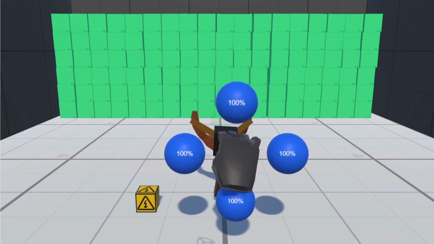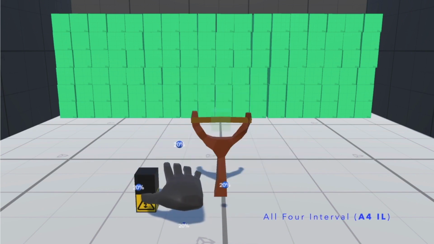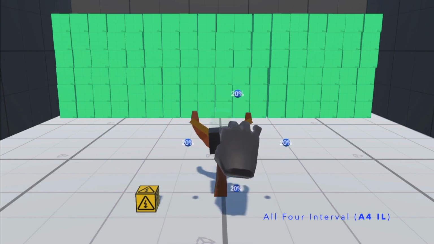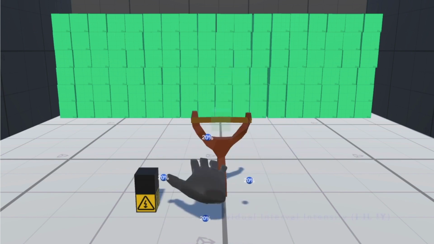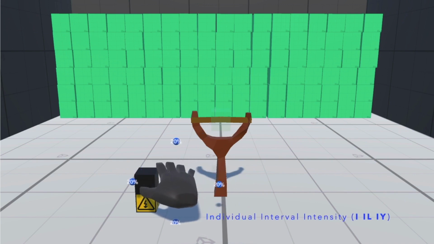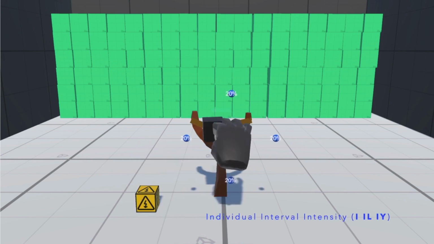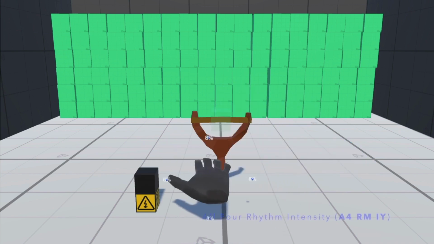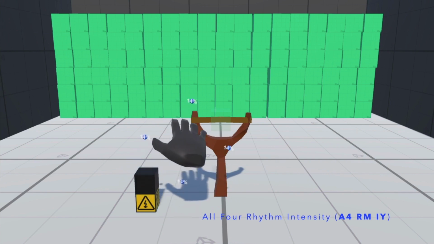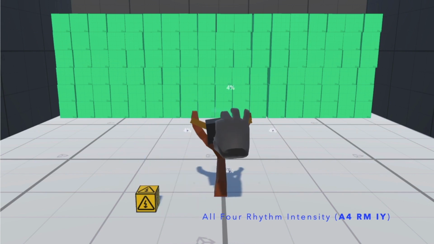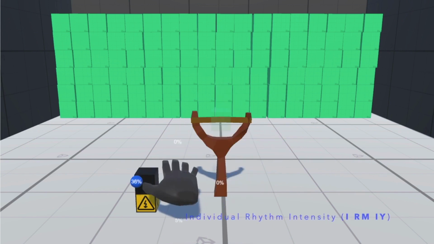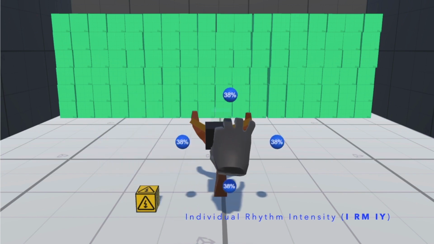All 4 interval, manipulating the interstimulus interval's duration synchronously by all 4 actuators. Individual interval intensity, manipulating the interstimulus interval's duration synchronously and changing the intensity of the on pulses individually. All 4 rhythm intensity, manipulating the intensity of the rhythmical pattern synchronously by all 4 actuators. And individual rhythm intensity, manipulating the intensity of the rhythmical pattern individually with each actuator.